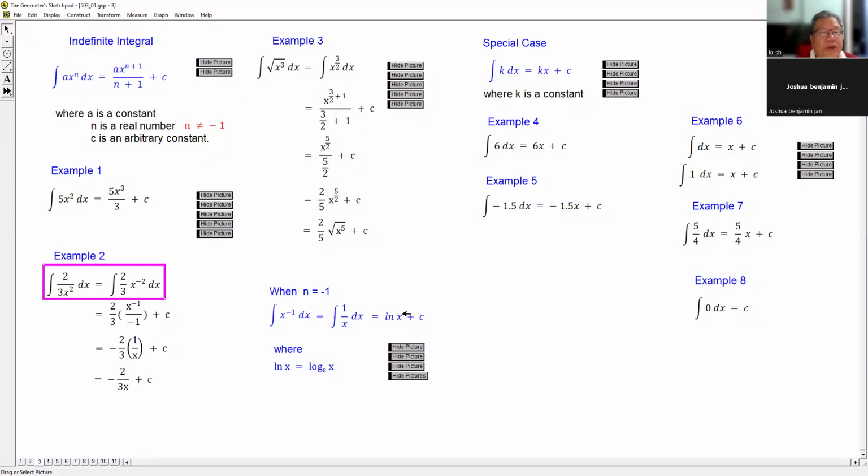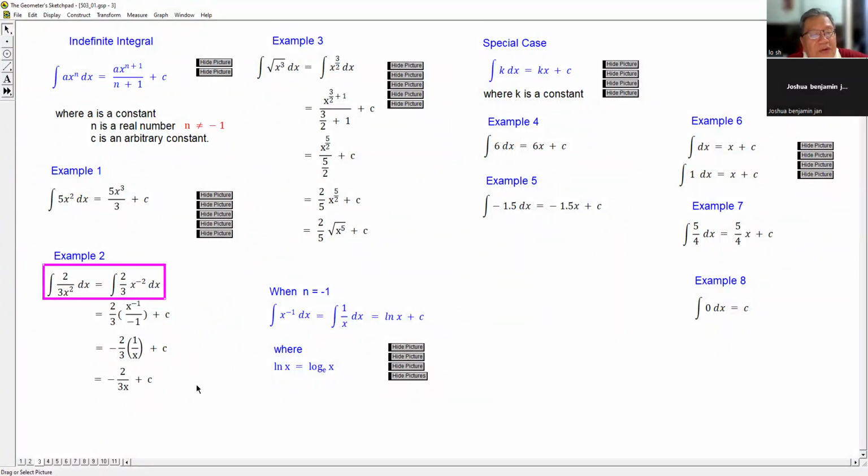So now I have to rearrange them. 2 is at the top, 3 is at the bottom. The negative sign I put in front. Then x to the power -1 is 1 over x plus c. So simplify some more. The 2 multiplied with 1 is 2. 3 multiplied with x is 3x. So the answer is -2 over 3x plus c. So this is the answer.